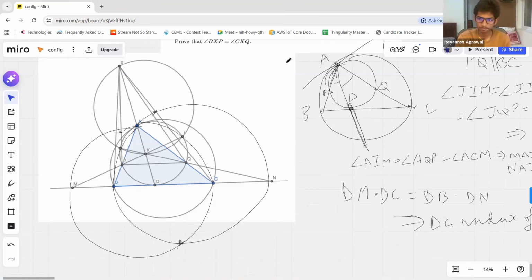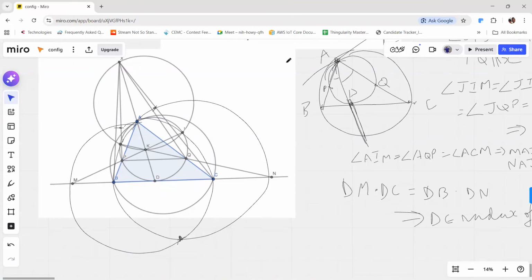Any ideas? Like what circles do we have till now? We have AICM, AJBN, and MJIN. We can use similarity and prove that KI times KM equals KJ times KN.